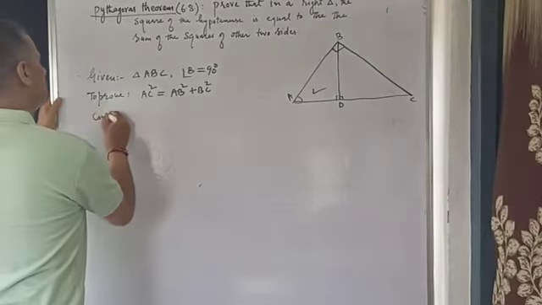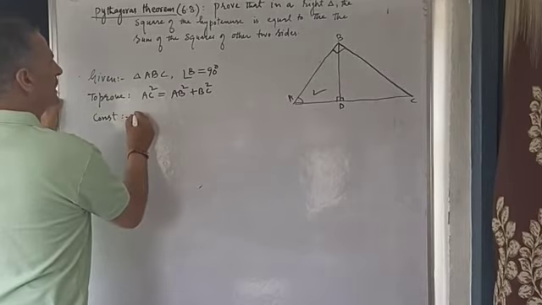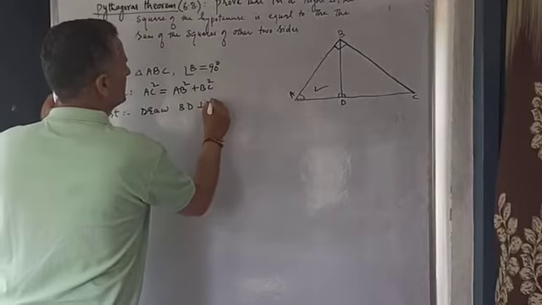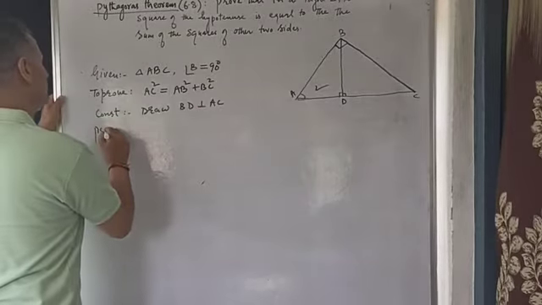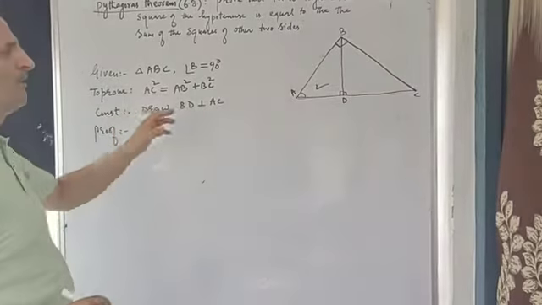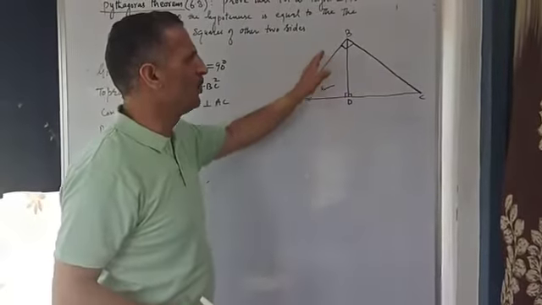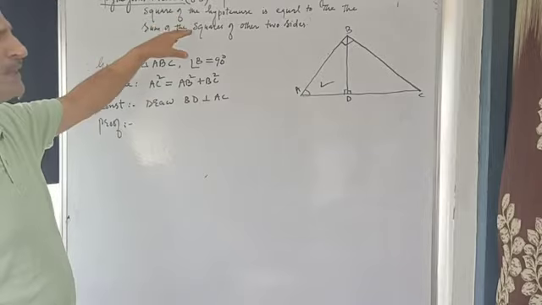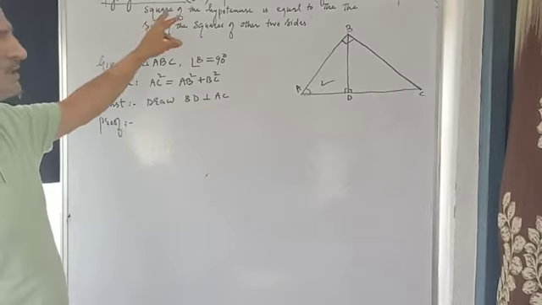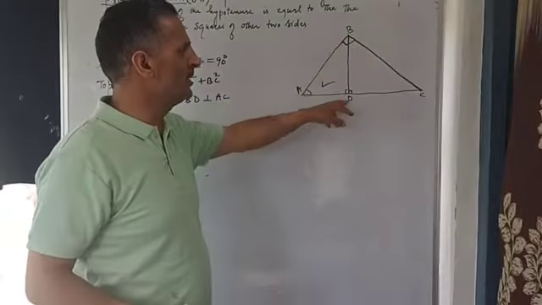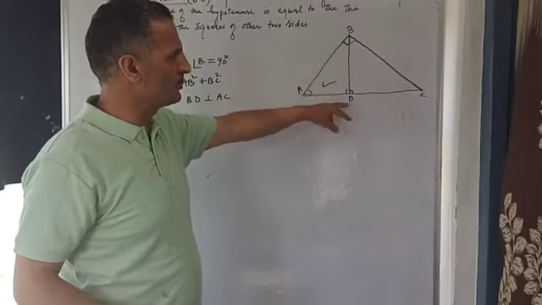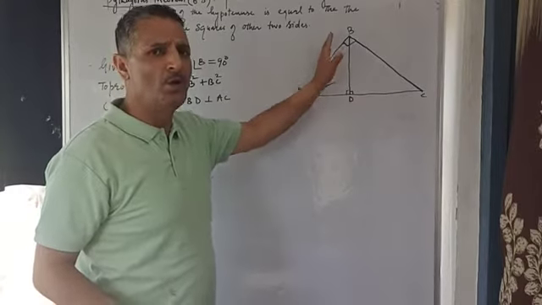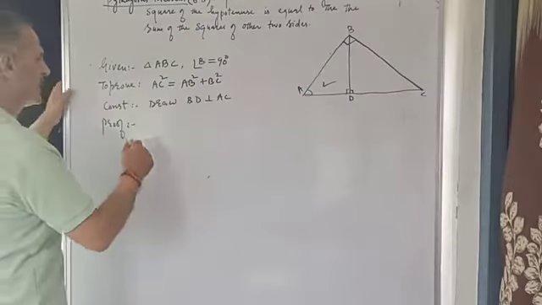So for this I will do a little bit of construction here. Draw BD perpendicular on AC. You see, the proof is very simple. I will prove that triangle ADB and the whole triangle ABC are similar, because in theorem number 6.7, the proof was not required. In theorem number 6.7, if a perpendicular is drawn from the right angle of a right triangle to the hypotenuse, it is divided into two similar triangles, and each triangle is similar to the whole triangle. So here I will prove these two triangles are similar.